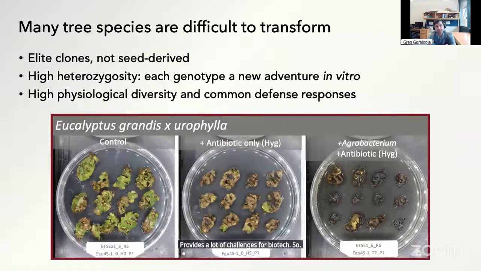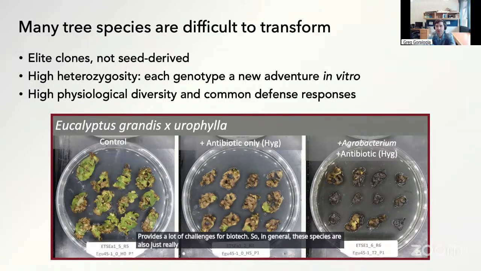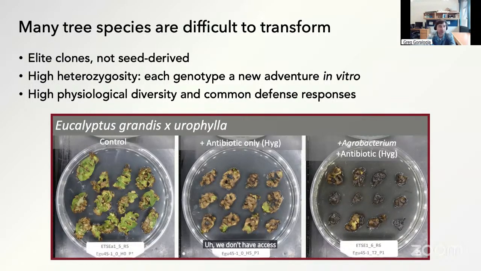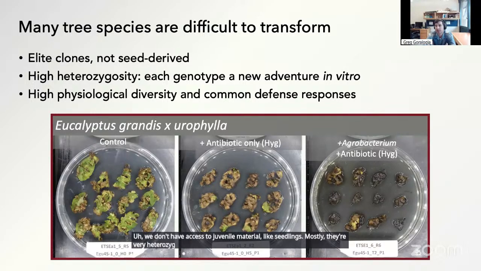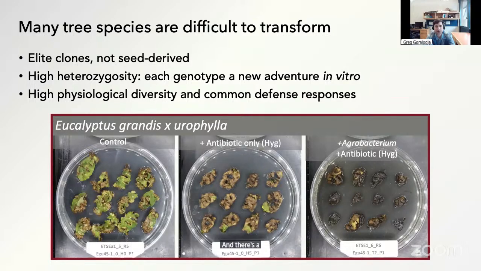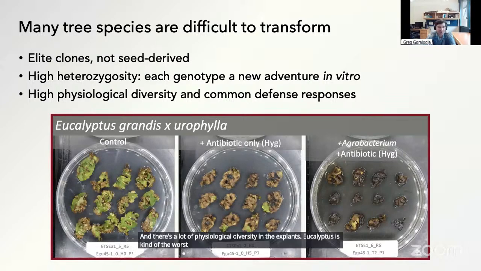In general, these species are also really challenging in terms of in vitro culture techniques. Again, these are elite clones. We don't have access to juvenile material like seedlings. Mostly they're very heterozygous, so every genotype is a new adventure, and there's a lot of physiological diversity in the explants. Eucalyptus is the worst that we deal with.